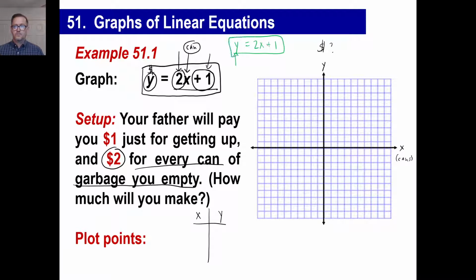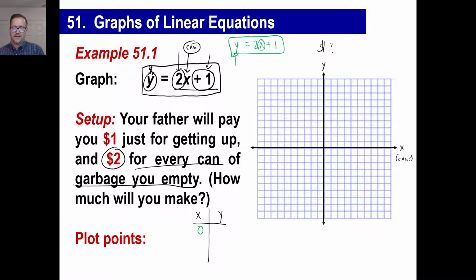Well, let's just make up a number for the can right here. What if you get up but you do 0 cans at all? In other words, what if this x is 0? You do nothing at all. You just get up out of bed, roll out of bed, flop on the ground, break both your legs, and then run down the stairs on 2 broken.